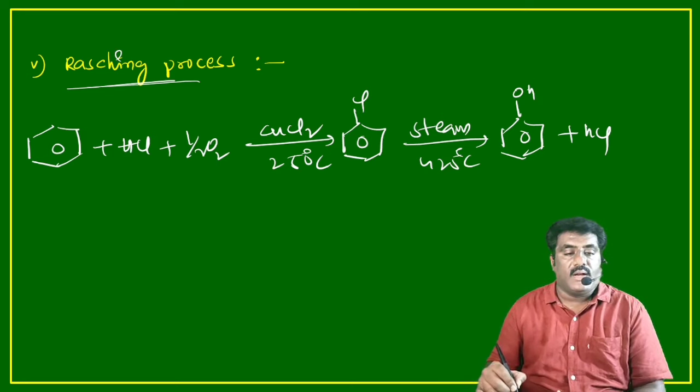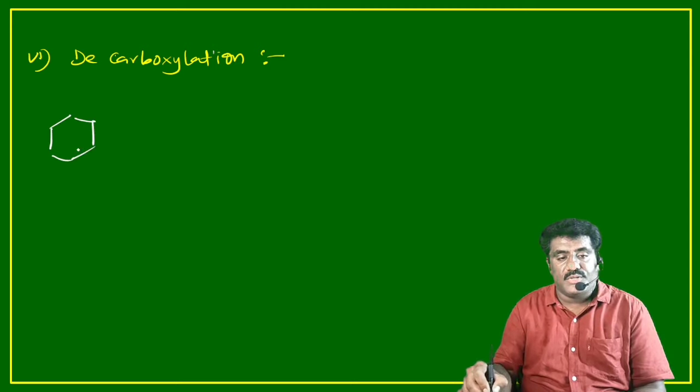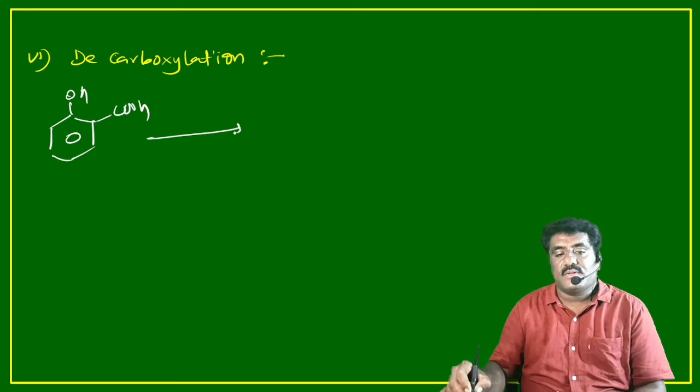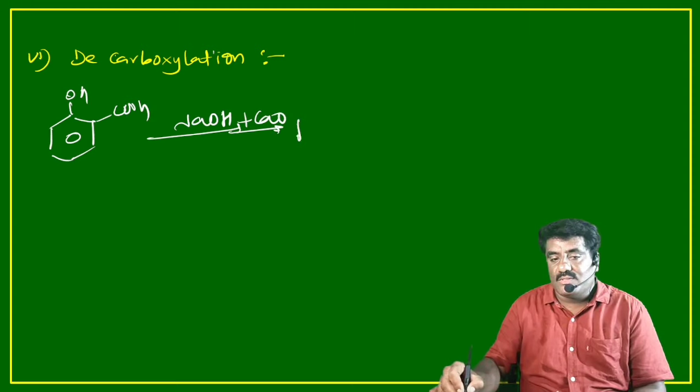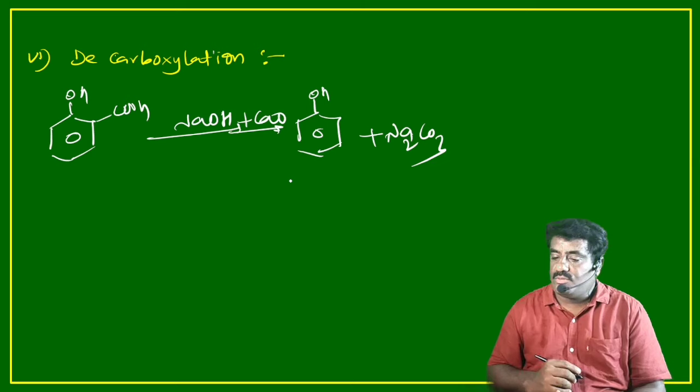Let's move on. Next is decarboxylation, in presence of soda lime. Orthohydroxybenzoic acid in presence of soda lime, NaOH plus CaO, gives phenol and sodium carbonate. It is a decarboxylation method.